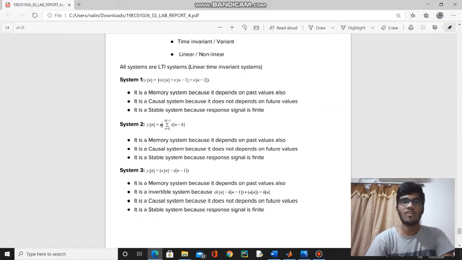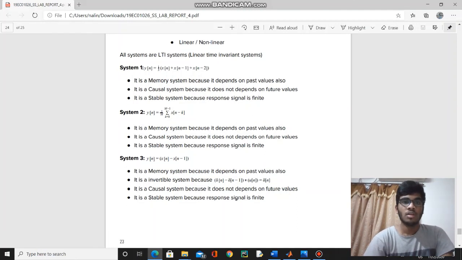Coming to system 1, y of n is equal to 1 by 3 into x of n plus x of n minus 1 plus x of n minus 2. It is a memory system because the present output depends on present and past inputs. It is a causal system because the present output does not depend on future inputs. It is also a stable system because the impulse response of the system is absolutely summable.